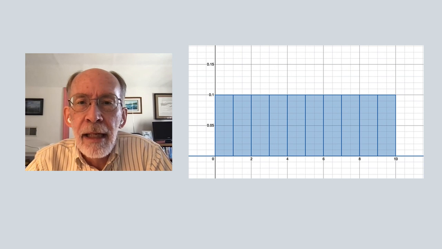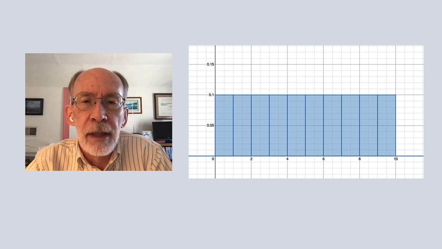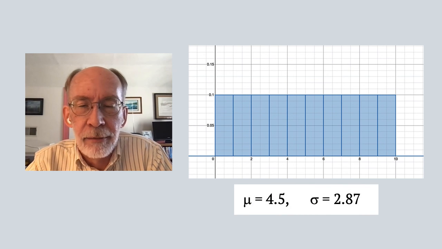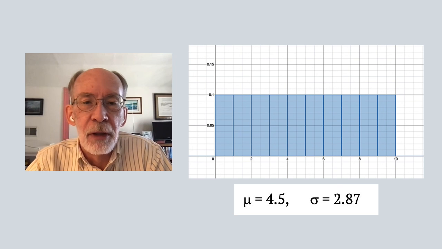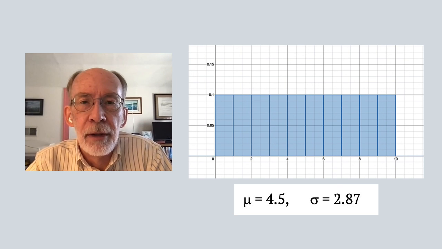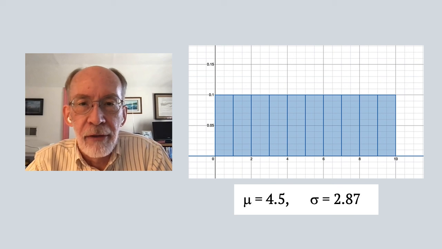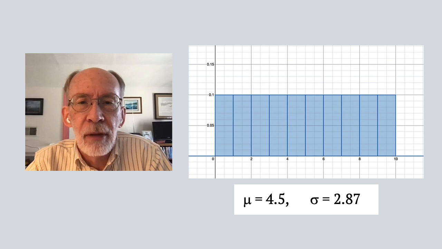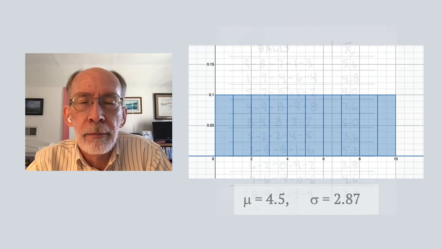But the mean of this probability distribution, the expected value of this probability distribution, is 4.5, which should surprise no one, given that we need to land sort of halfway between 0 and 9. The standard deviation of this probability distribution is 2.87. And we'll have occasion to compare that with some other standard deviations as we go forward.